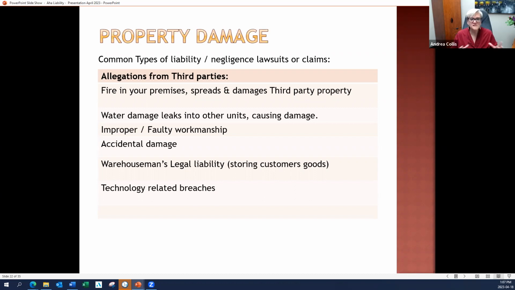But the vast majority of property damage losses that we might see would be really simple, like a fire in your premises expands and also damages your neighbors, and you can be liable for that. Or water damage from your kitchen sink or your dishwasher causes a leak and causes damage in 3 other units. Again, those can be liability losses.